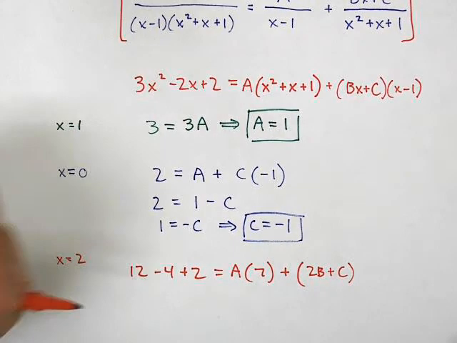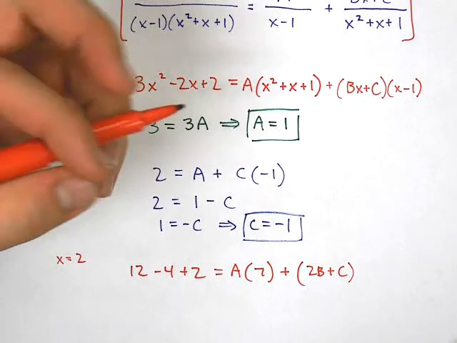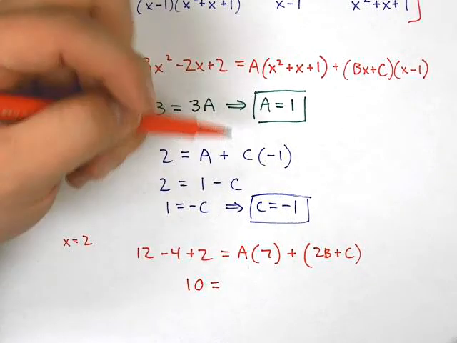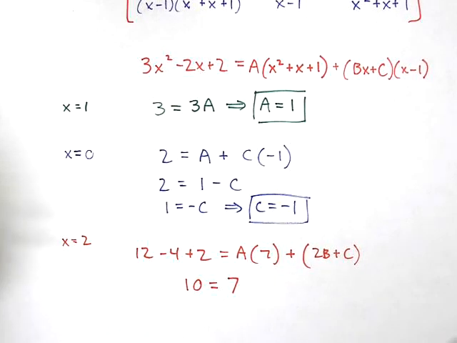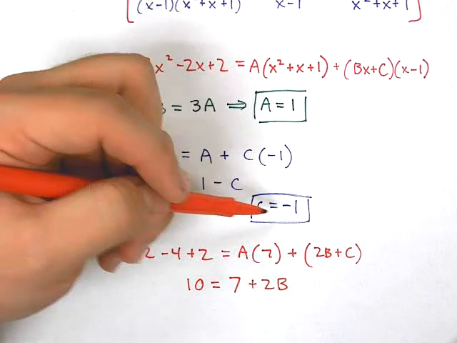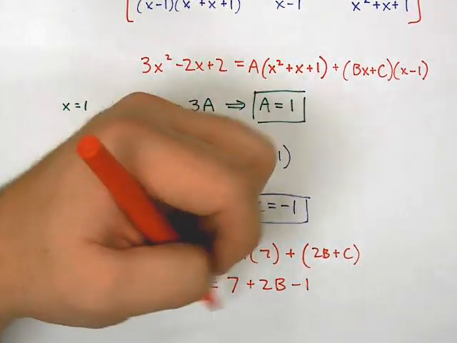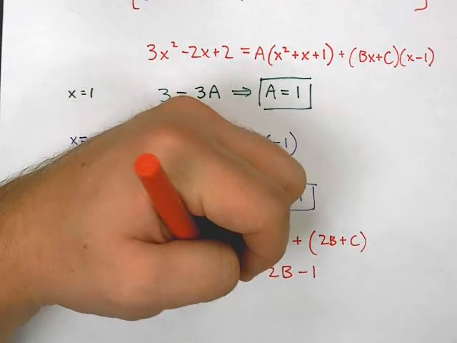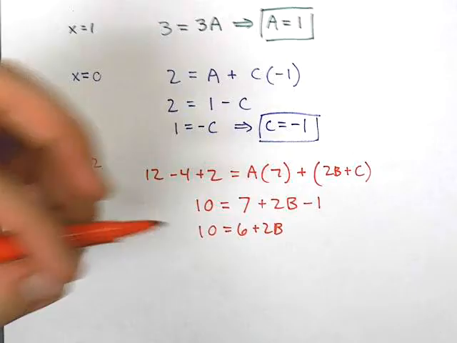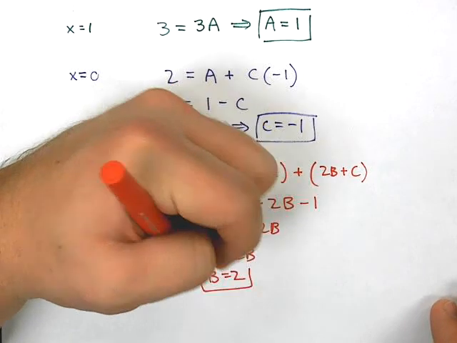So now plug in what we know, and we can start to solve a little bit. So this would be 8, 10, 10. 10 equals, what did we say? A was 1, so this will just be 7. 2b, we don't know yet. C we knew was negative 1. All right, so as we start to clean this up, and this is just algebra here, we have 6 plus 2b, or we have 4 equals 2b, or we have b equals 2.